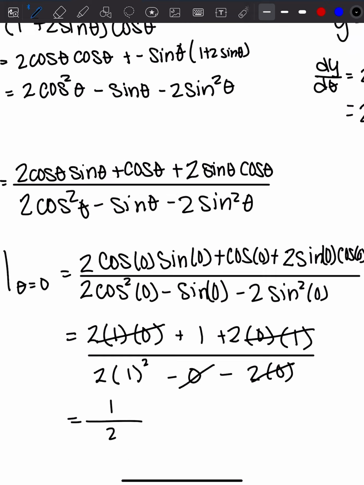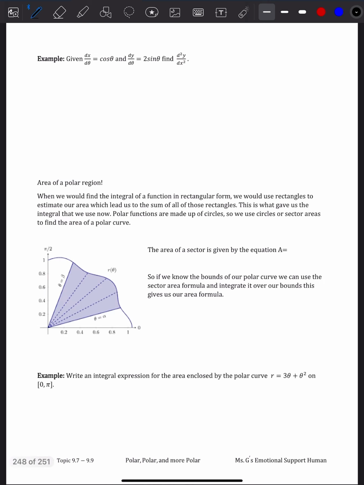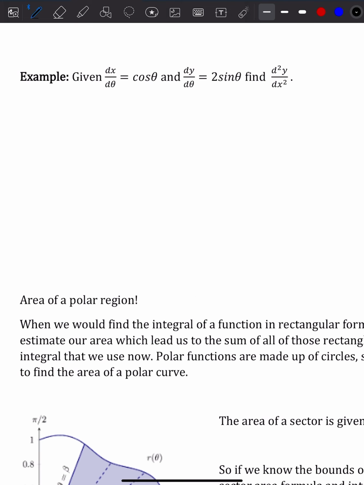The process here gets kind of messy, and keep in mind, this is still only the first derivative. So let's look at one more problem here, which is, given dx over d theta is cosine theta, and given dy over d theta is 2 sine theta, we want the second derivative of y with respect to x.